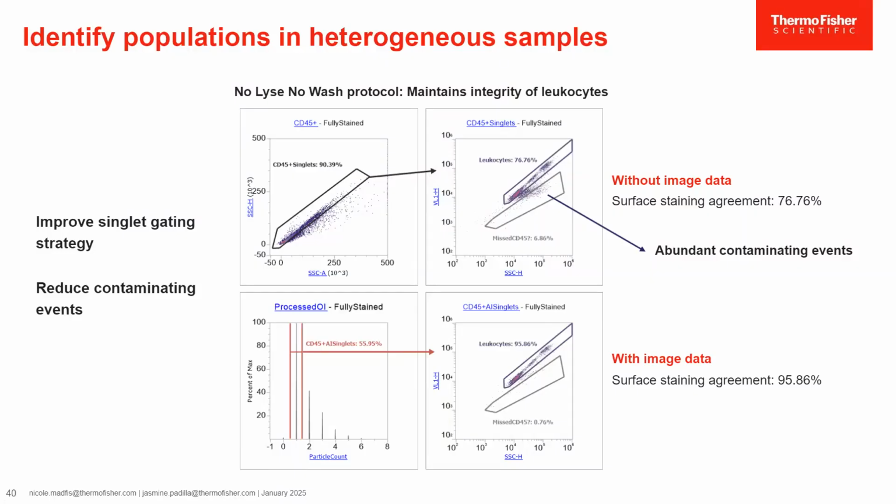Using a simple singlet gate, particle count equal to 1, as I showed before, we can exclude unwanted events. The parameters can inform and improve our gating strategy. Because of the complexity of this sample, we're combining unlysed red blood cells and leukocytes. We still won't have a perfect gate, but we can see that the morphology parameters will improve the accuracy of our downstream analysis.